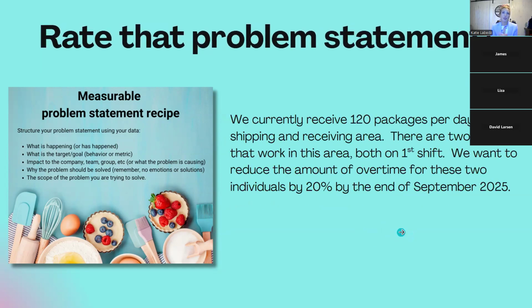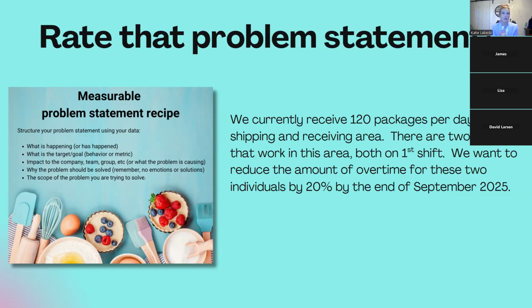We currently receive 120 packages per day at the shipping and receiving. There are 2 people that work in the area, both on first shift. We want to reduce the amount of overtime for these 2 individuals by 20% by the end of 2025.